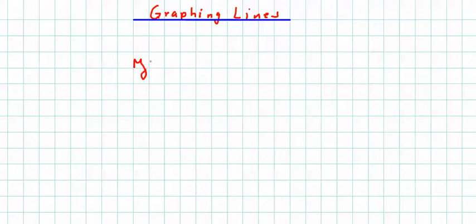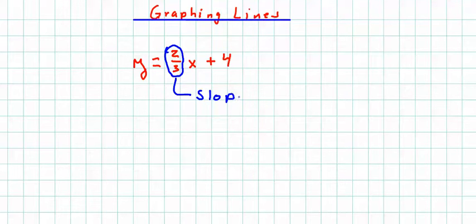Y equals 2/3 x plus 4. Hopefully, you found from looking at the graph that this number right here is the slope. And this number right here is my y-intercept.